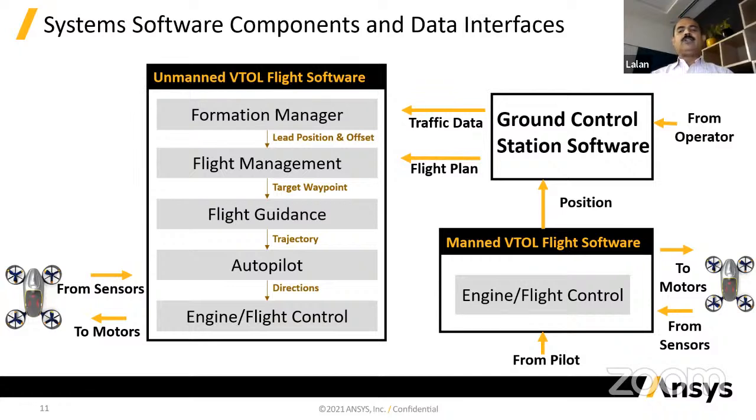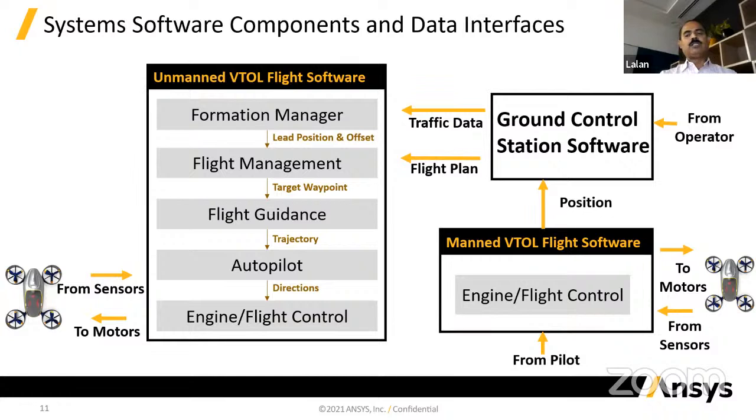The manned VTOL flight software receives the input commands from the pilot and communicates with the VTOL physical model. It transmits the position to the ground control station. The station is controlled by an operator. It transmits the data and flight plan to the unmanned VTOL to achieve its mission.